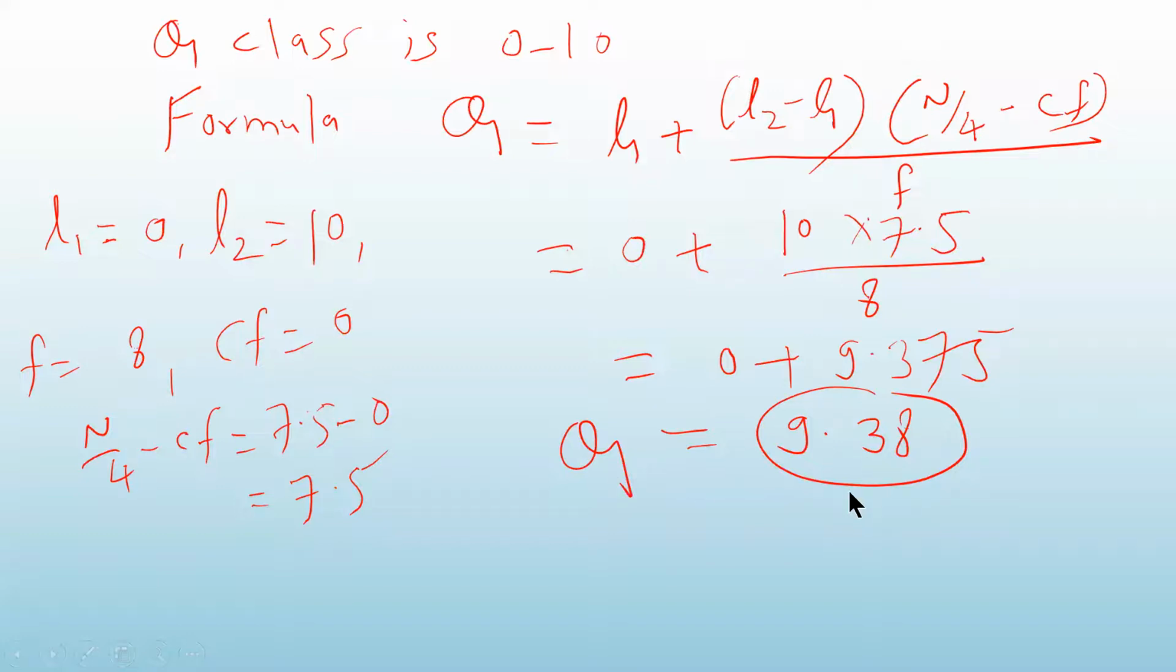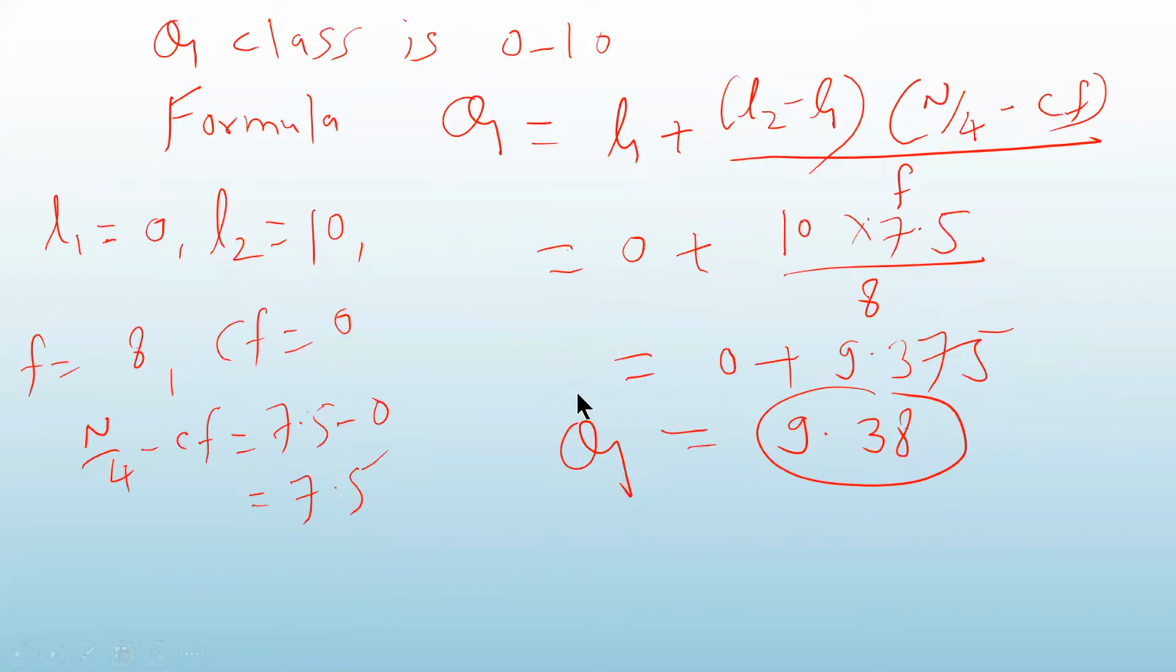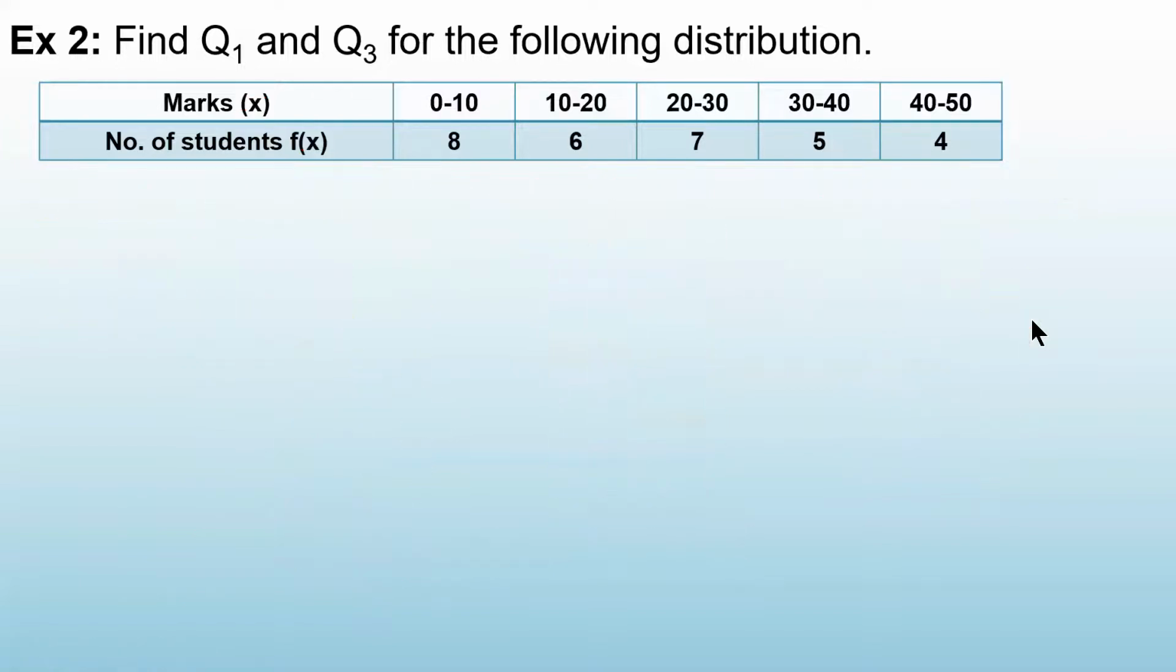Okay. Now what next we have to find out? Q3. Okay. So for Q3, what are the steps? Find cumulative frequency, which is already here. Then find N. That also we have done. It is 30. To find Q3, we need to calculate what? 3n by 4. Correct? So let us do it here. Let's find Q3. First calculate what?